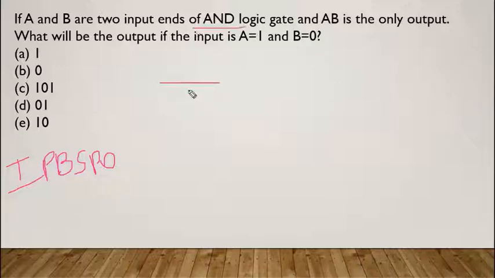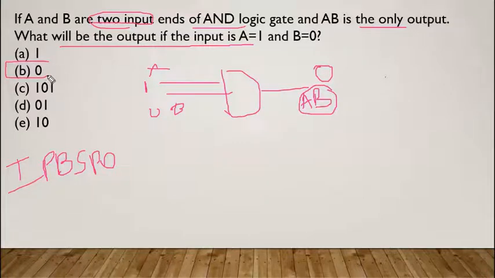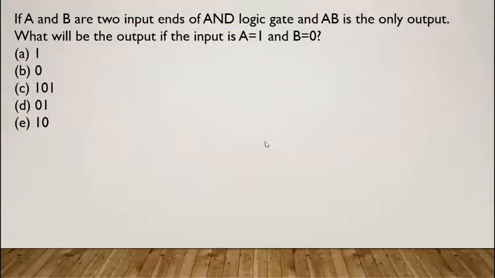So they have provided an AND gate. So draw an AND gate, because they have told two-input AND gate and the only output. So this is A, this is B, and this is AB. So they are asking what will be the output if the input is 1 and 0. The logic of the AND gate is AB. So 1 into 0 is 0, so the answer is 0. See, very simple question. The thing is, you need to know the logic. The question may seem very difficult, but it is one of the easiest questions.